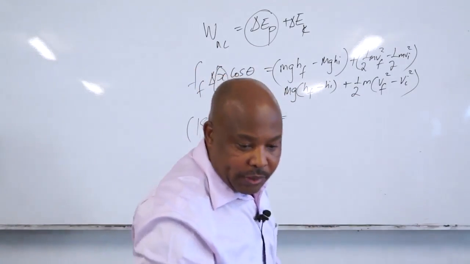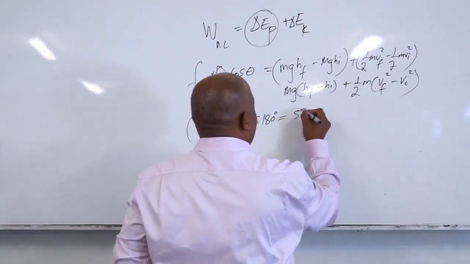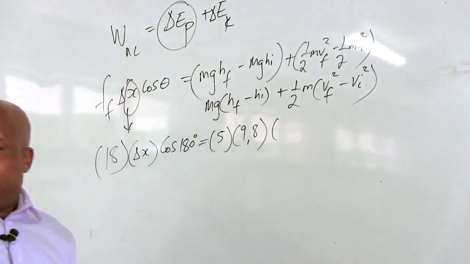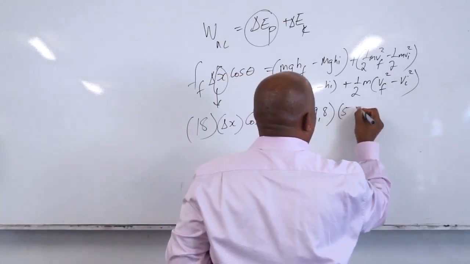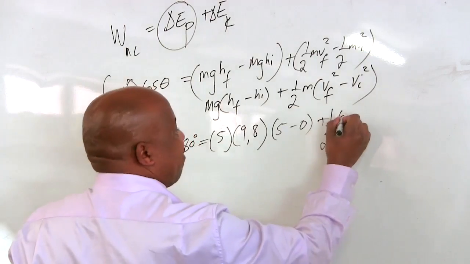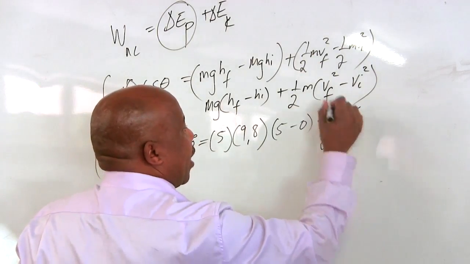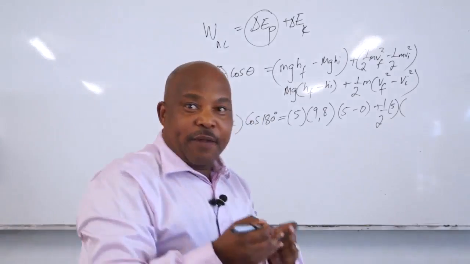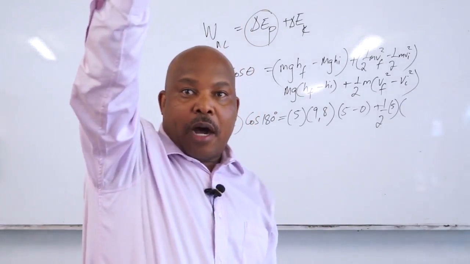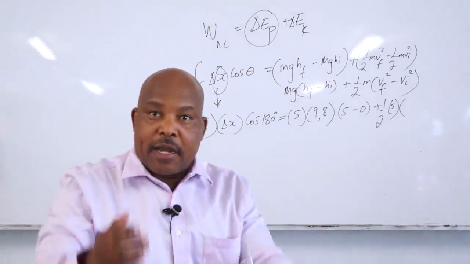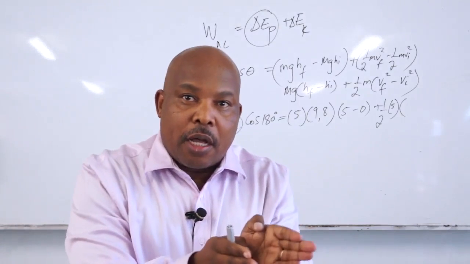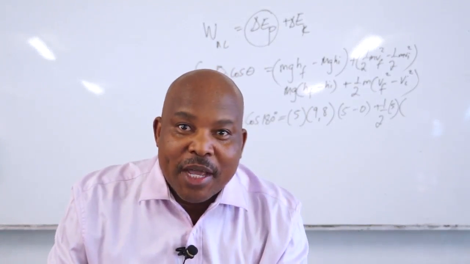Therefore, what is your mass? Your mass was given as 5. And what is your g? 9.8. And what is the height final? It was 5 minus 0 plus half 5, and then the final velocity. Remember, we calculated the final velocity at P in number 3. Then now in number 4, what are we doing? We are taking that final velocity, and it now becomes initial.